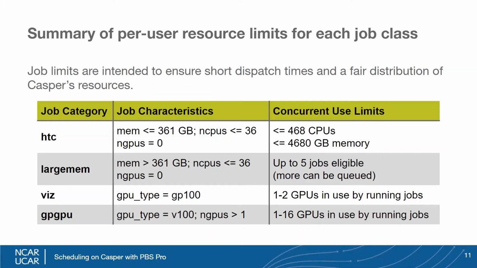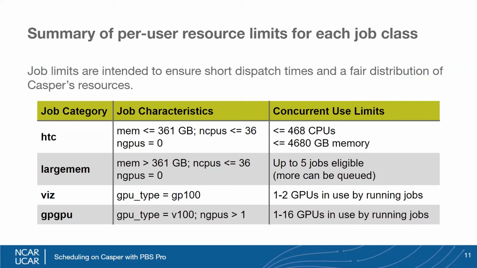Okay. So just to summarize, we do have per user resource limits for each of the job classes. These are really intended to ensure that we have short job dispatch times in the scheduler, and also to ensure a fair distribution of Casper's resources. Casper tends to be fairly bursty in its usage. So during the working hours, oftentimes the resources will be quite constrained, but during the off hours, it's quite a bit easier to get a job through. So these should hopefully be a lot more flexible than the restriction that we had in Slurm, which was just a 36 job restriction.